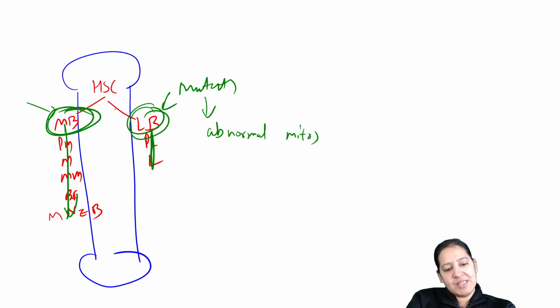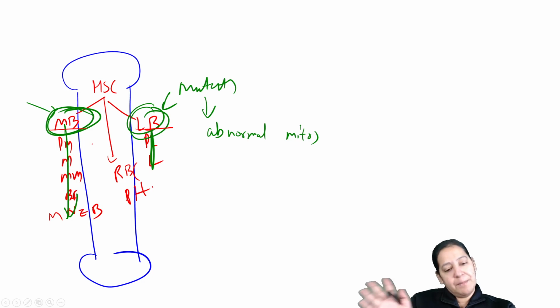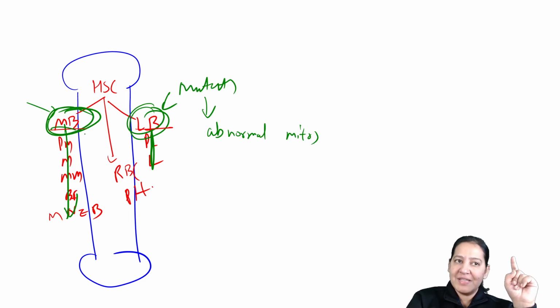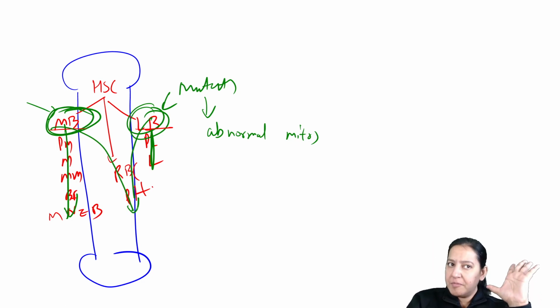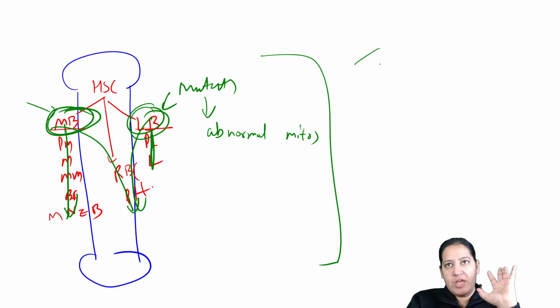But from hematopoietic stem cell, not only myeloblast and lymphoblast are formed. RBCs are also formed and platelets are also formed apart from WBC. Since the mutation is there, this myeloblast is replacing RBC and platelets also. Lymphoblast is replacing. So all four leukemias, we have studied the four types of leukemias now.